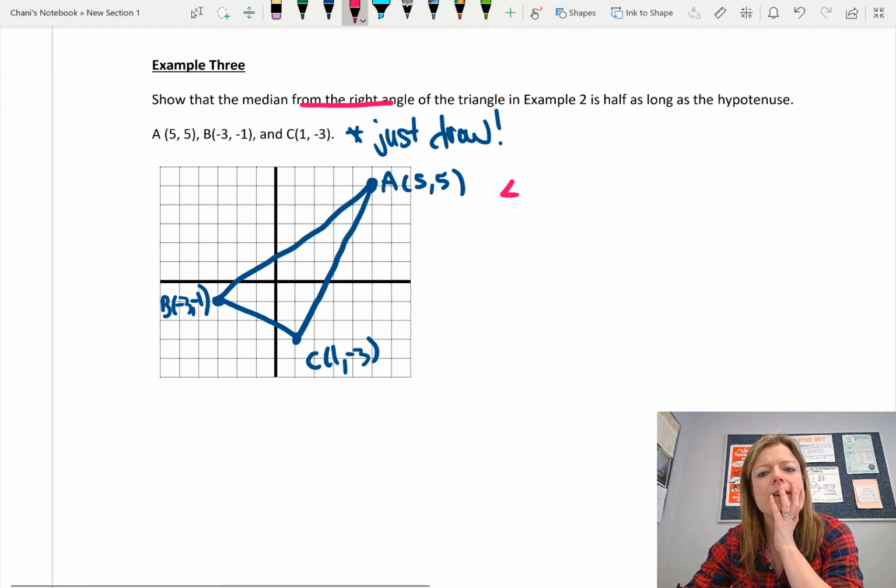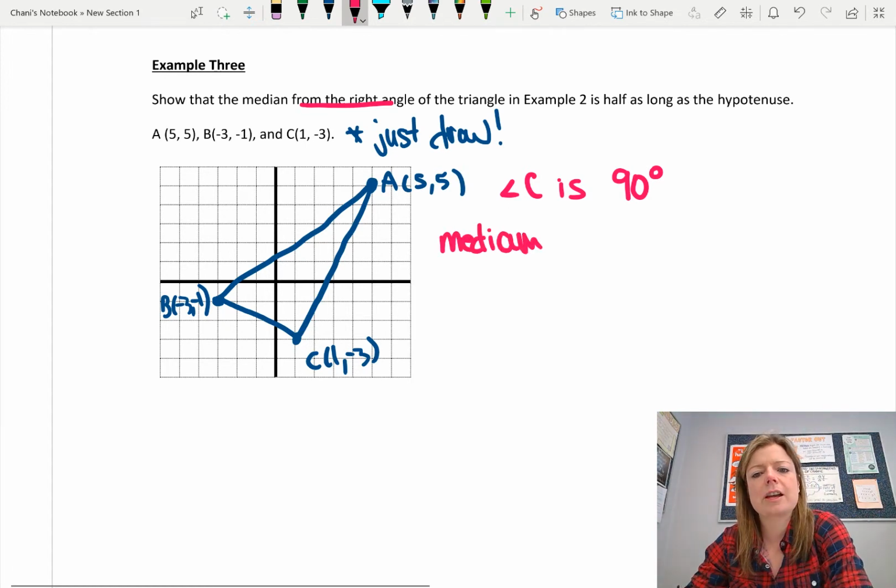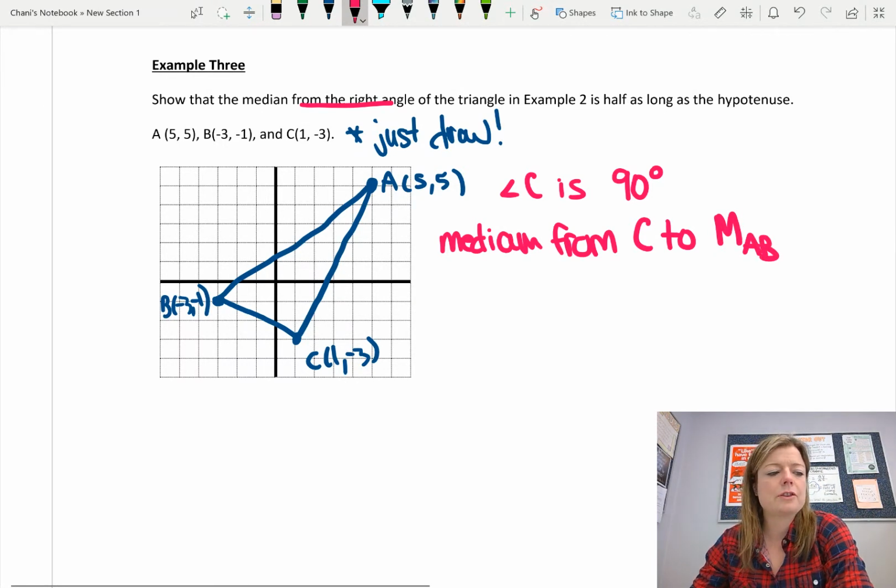Okay, so it says the median from the right angle. So remember, angle C is the right angle. So the median is going to be drawn from C to where? So a median joins a midpoint of the opposite side. So the midpoint of AB. So before I can draw the midpoint of AB, I should probably find it.